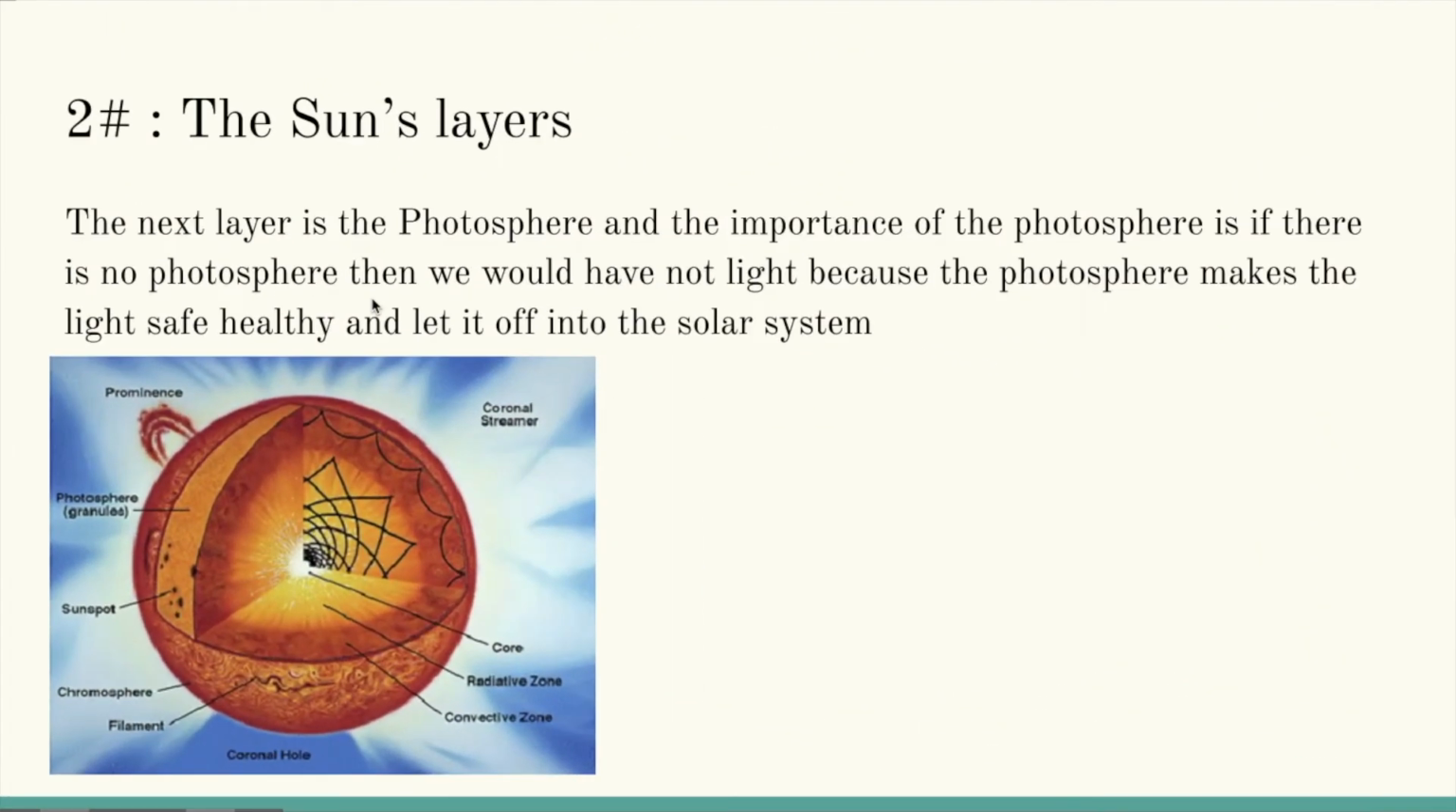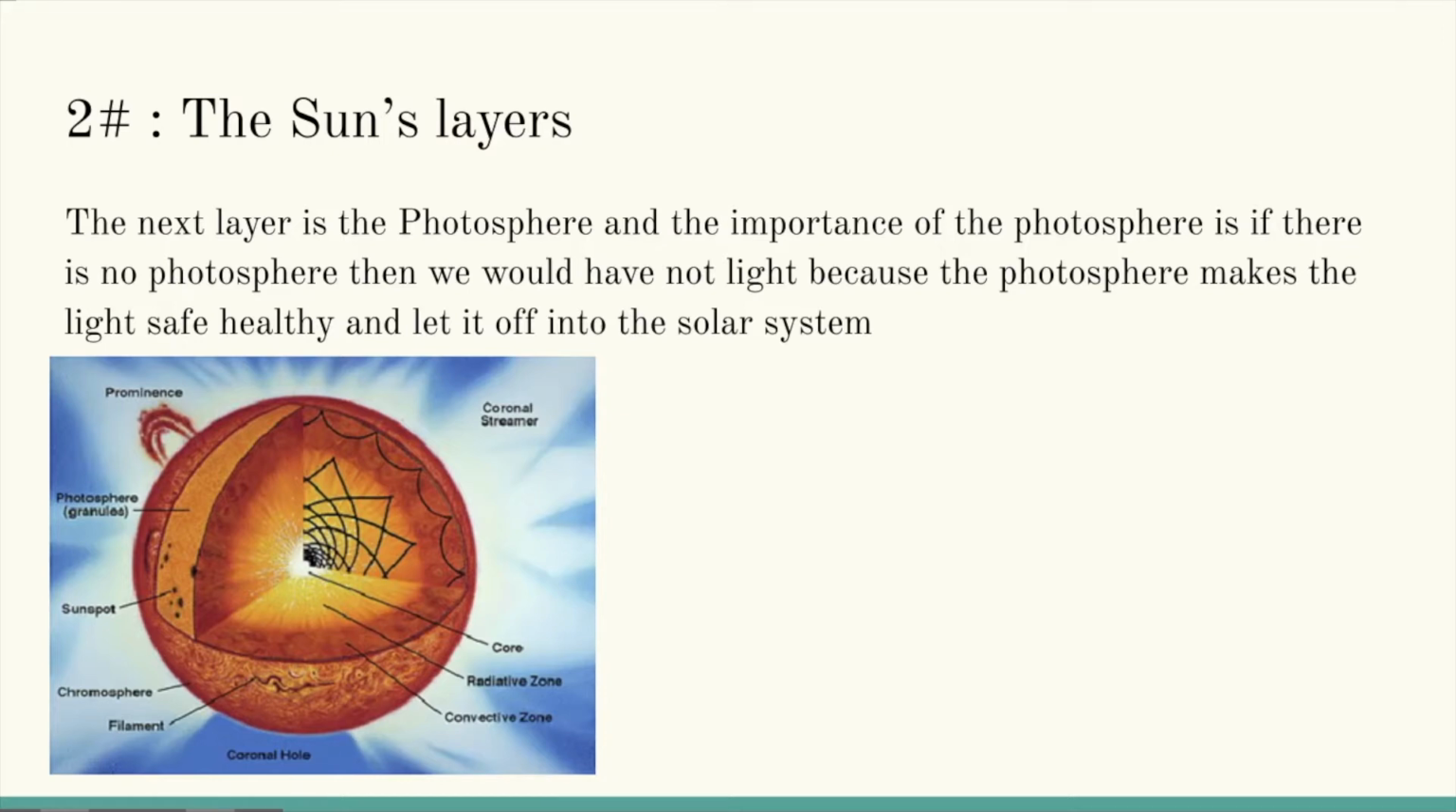And part 3 of number 2. The next layer is the photosphere. This is also very important. The importance of the photosphere is that without it we'd have no light, because the photosphere makes light safe and healthy to let off in the solar system.